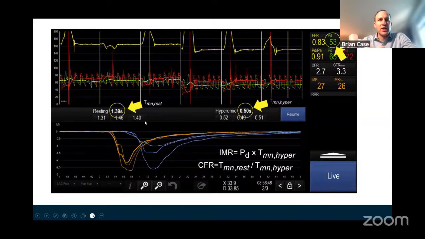Your goal is to try to get these numbers as close as possible, at least within 0.15 difference. Just like how you do with a right heart cath, you want these numbers consistent. You can always click on a box and delete it and do another injection. And then you're going to start adenosine, get them hyperemic, and then do your injections in hyperemia. And then the system will output a CFR and an IMR here.